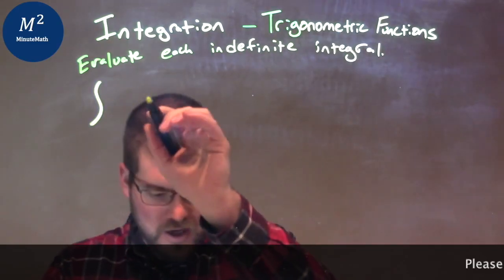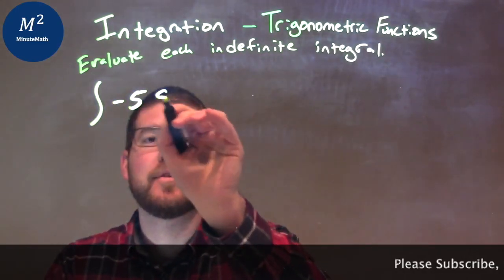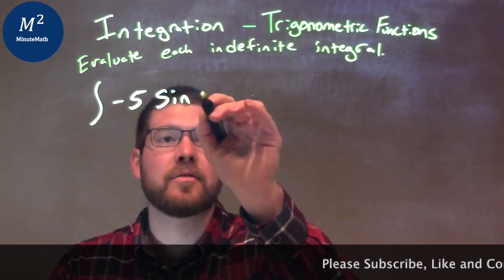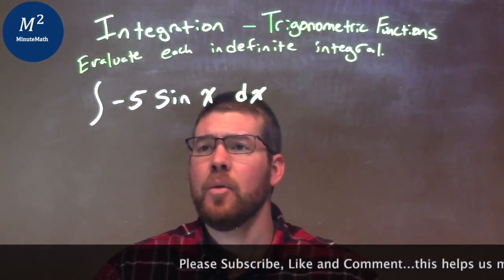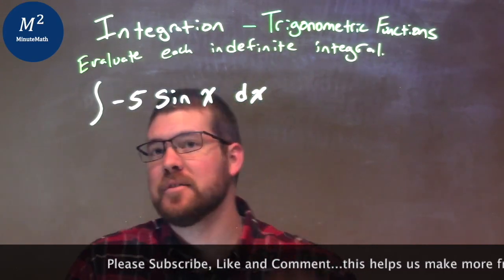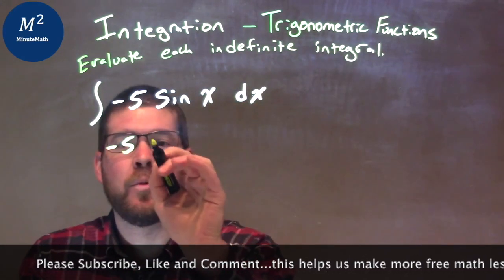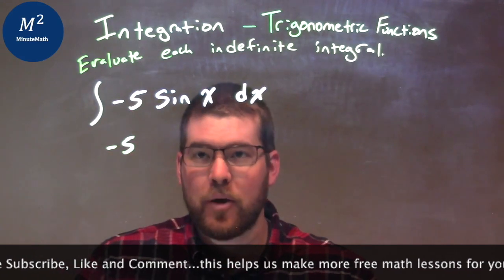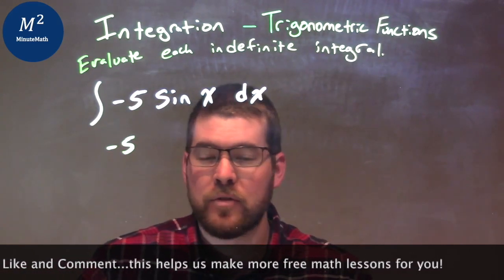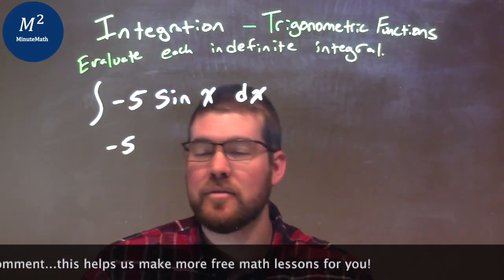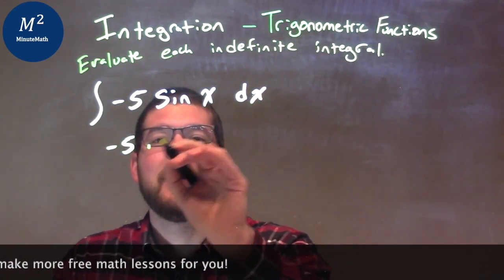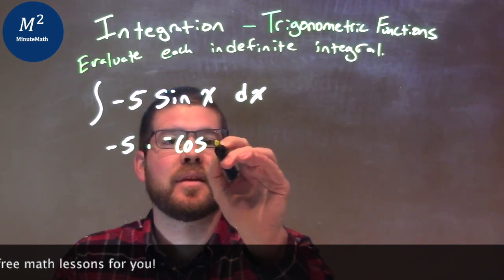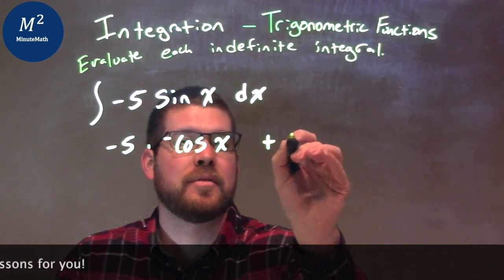Here, the integral of negative 5 sine of x dx. Okay? Alright, well the constant I can just leave out front, so I'm going to leave that constant out there. I don't really need to worry about it. Now I have to think, okay, what is the integral of sine? Well, what when I take the derivative gives me sine, and that's going to be a negative cosine of x, and then we don't forget our plus c.